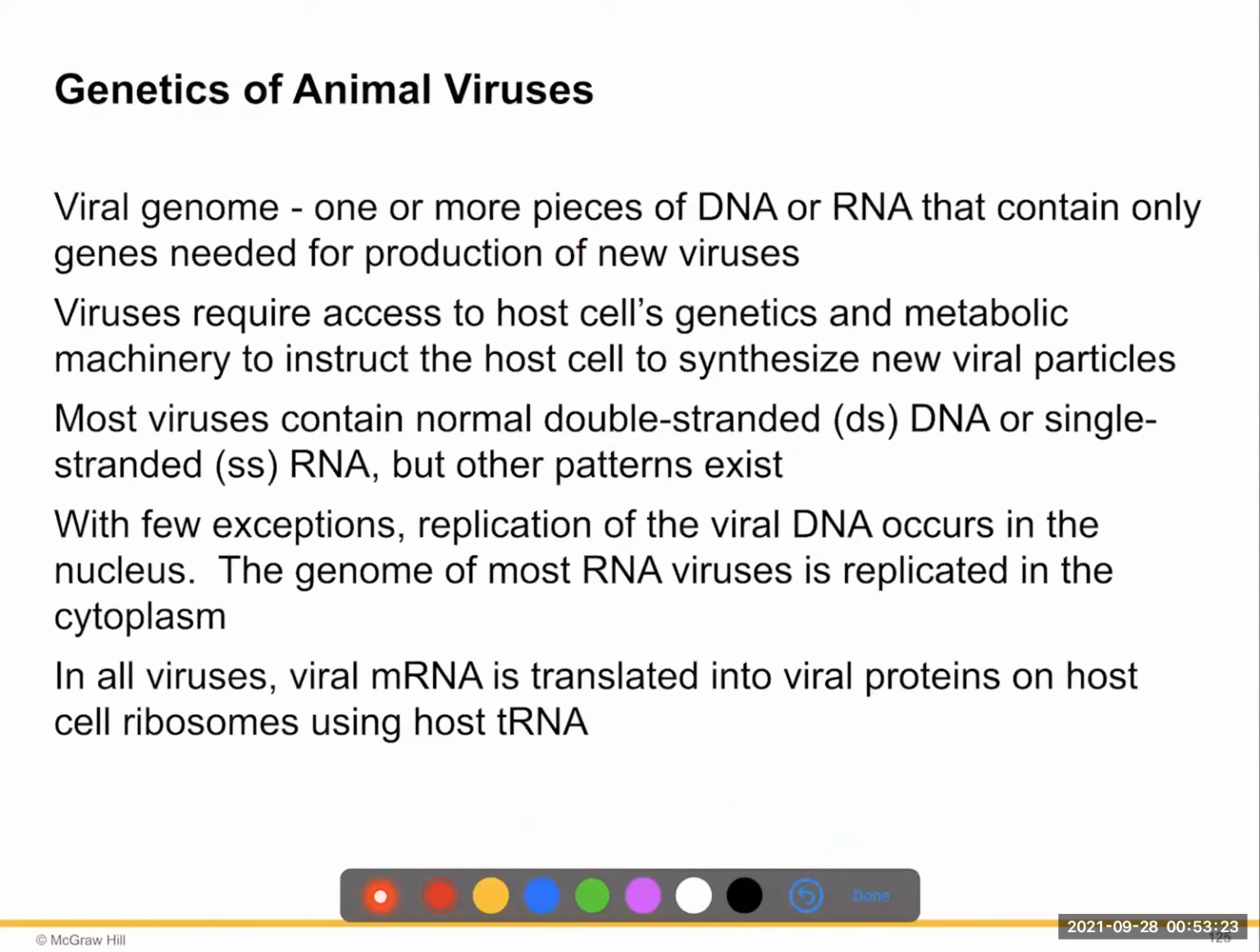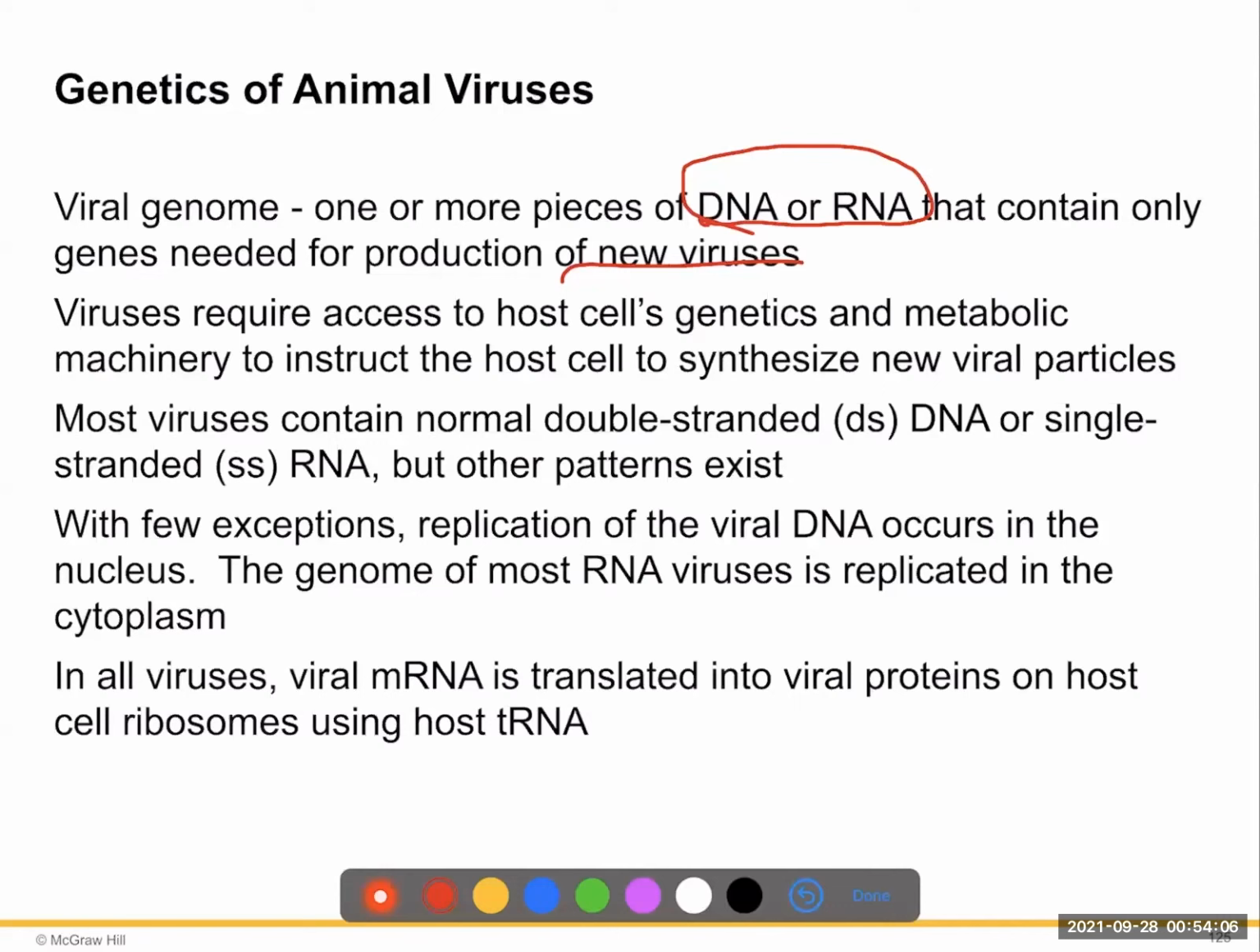Okay. Animal viruses. The viral genome is one or more pieces of DNA or RNA. Remember, the DNA or RNA contains only genes needed for production of new viruses. It doesn't have any genes to make anything else, any proteins, because it is only going to make new viruses. It's going to take over the cell's machinery to use it for itself. So viruses require access to a host cell's genetic and metabolic machinery to instruct the host cell to synthesize new viral particles. Most viral particles contain either double-stranded DNA or single-stranded RNA, but they can contain single-stranded DNA or double-stranded RNA also. It's a little bit rare. But it's either one or the other. You can't have both, only DNA or only RNA.